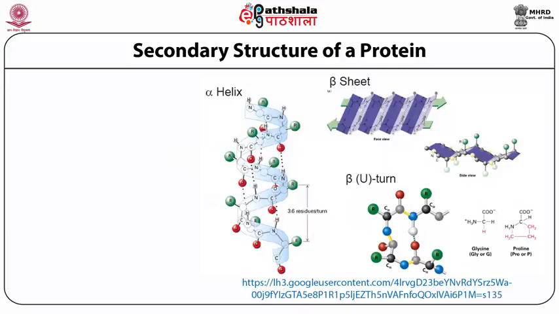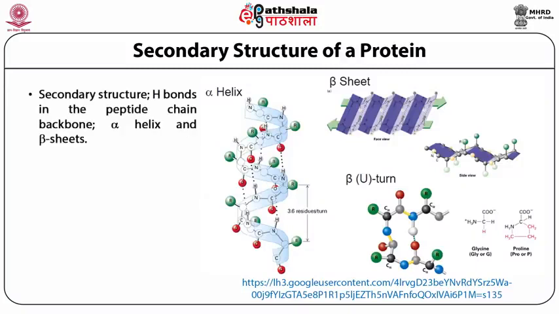Come to the secondary structure. The most common types of secondary structure are the alpha helix and the beta pleated sheet. Both alpha helix and beta pleated sheet patterns are stabilized by hydrogen bonds between the carbonyl and NH groups in the polypeptide backbone. The alpha helix is a rigid, rod-like structure that forms when the polypeptide chain twists into a helical conformation.